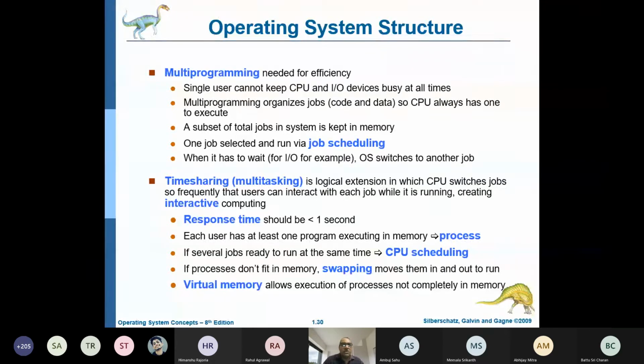It means that the user wants to see the progress of the application or the task from time to time. In normal multi-programming, the user cannot see the progress of the job from time to time. Therefore, the concept of time sharing comes into the picture.